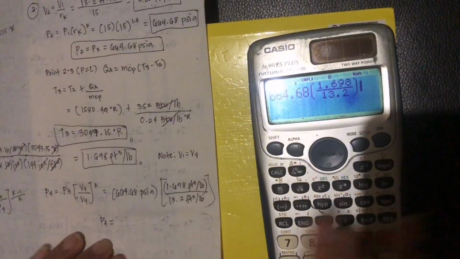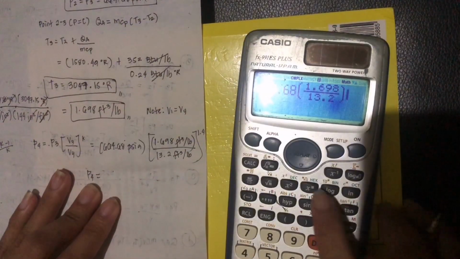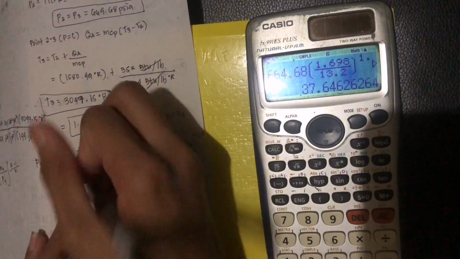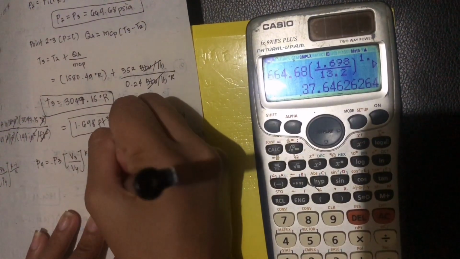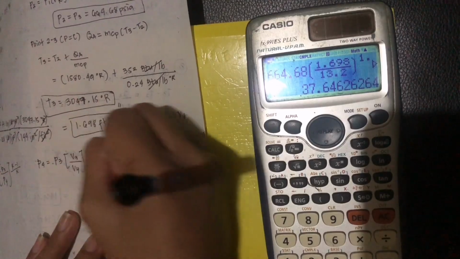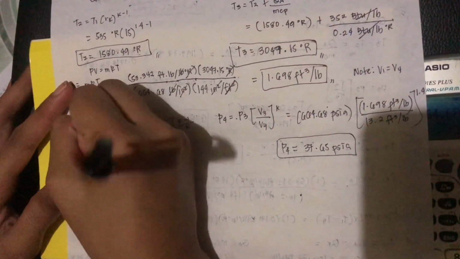Raised to K, so K is 1.4. So raised to the power of K is 1.4. So our answer is 37.64 or 65 PSIA. So we have gotten our T4. Next, what we will get is our T4.